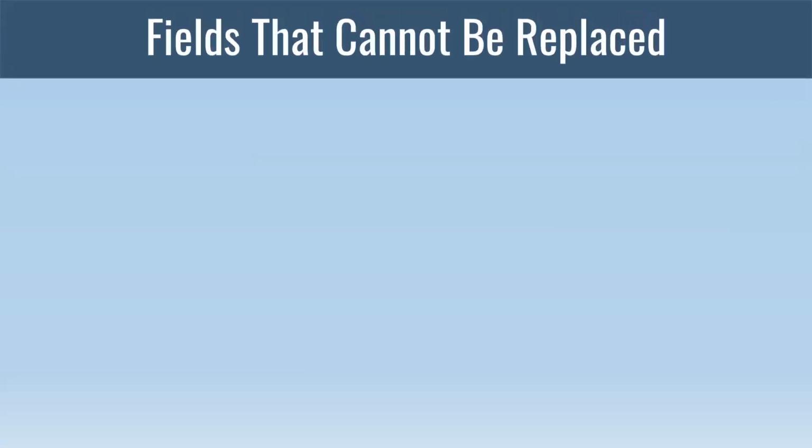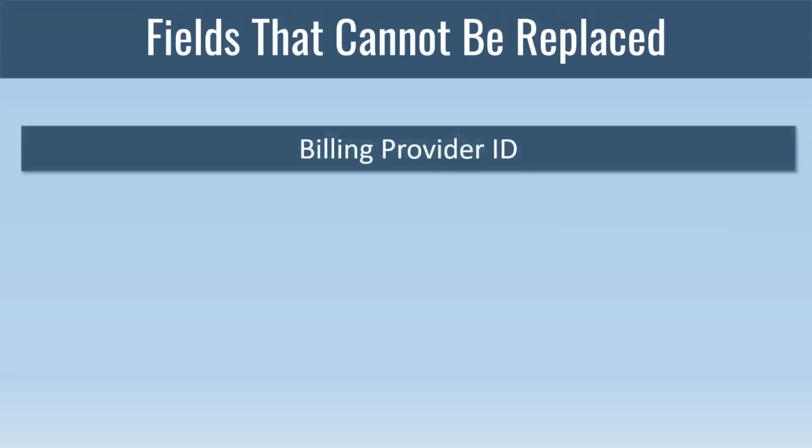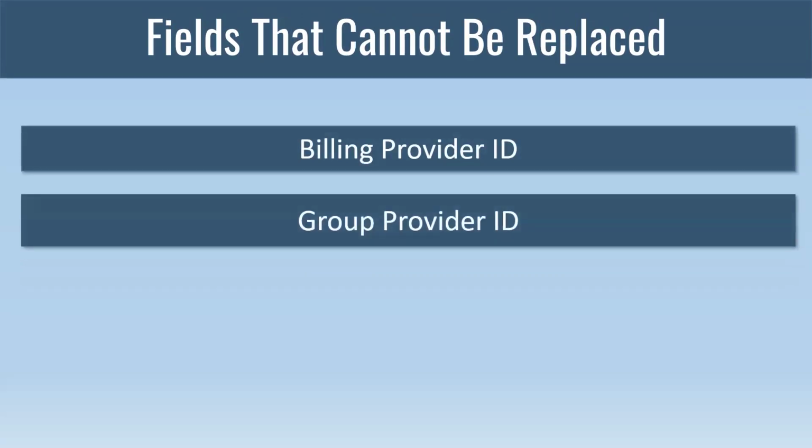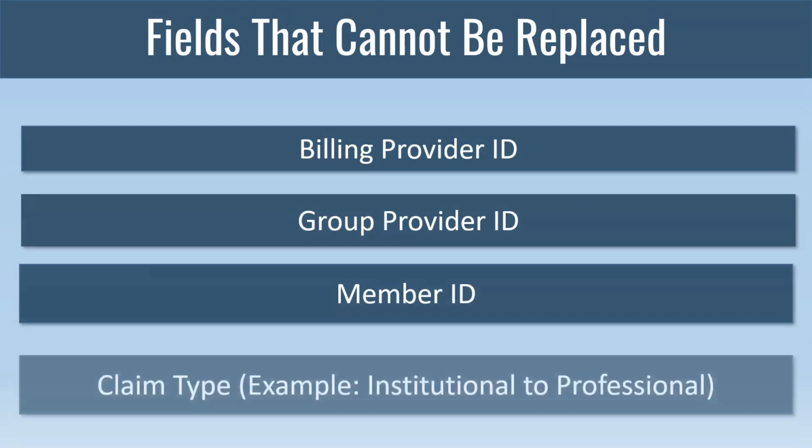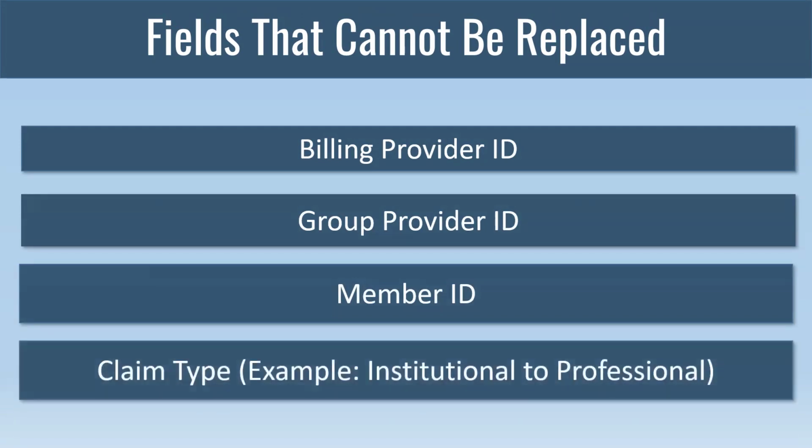There are some fields on a claim that cannot be replaced or adjusted. The fields are the billing provider ID, group provider ID, member ID, also known as the client ID, and claim type. For example, you cannot change a claim type from institutional to professional. However, there is an exception to this rule. If the original claim was a Medicare crossover, the claim type can be replaced.